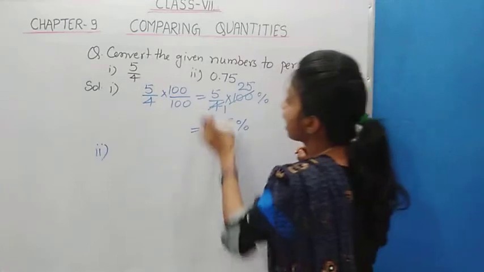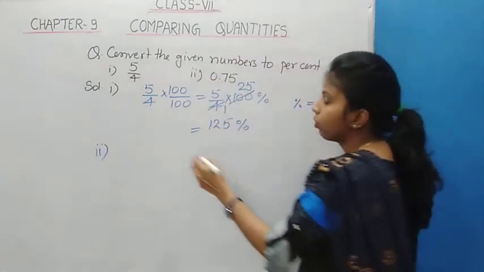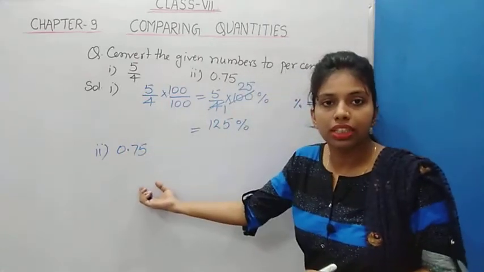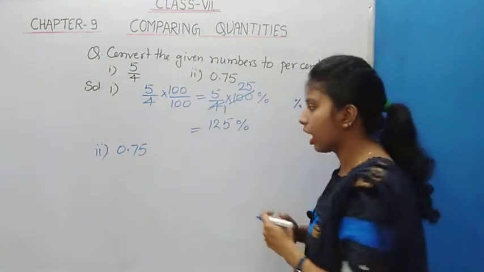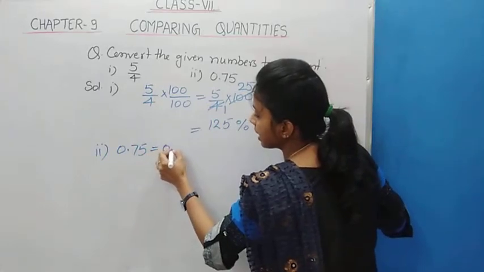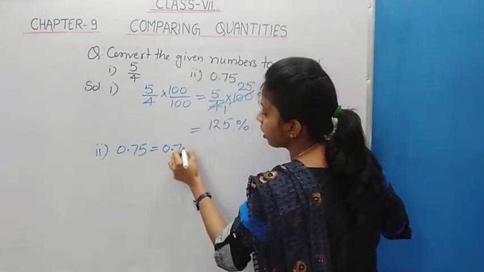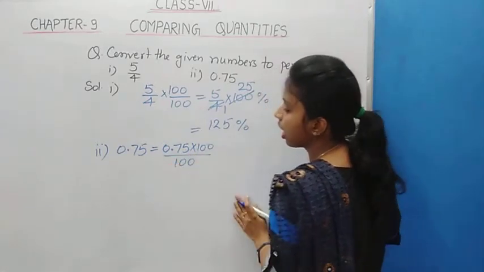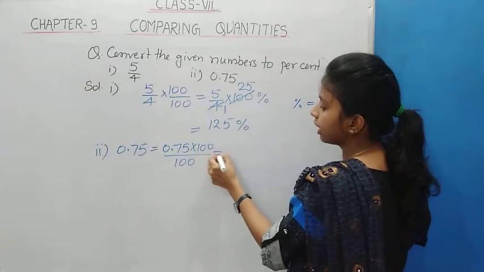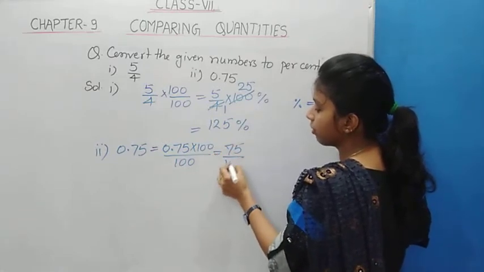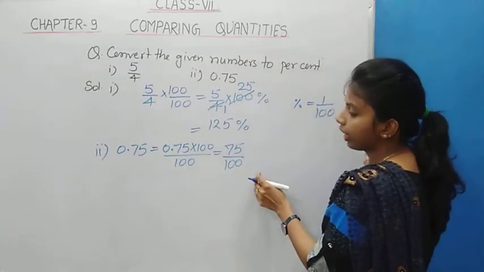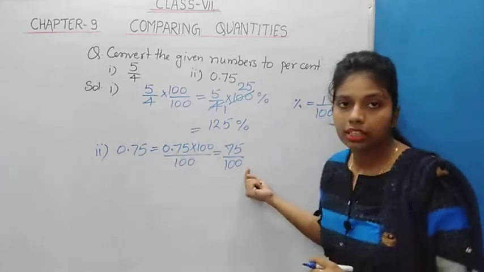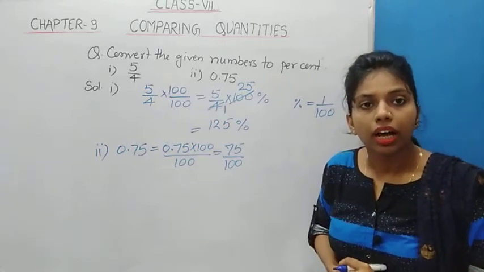The second part says we have a decimal number, 0.75. We can convert this decimal number into a fraction. How? We multiply 0.75 with 100 and divide also with 100. After that we get 75 divided by 100. After multiplying with 100, the decimal is removed, so now this is in the form of a fraction.